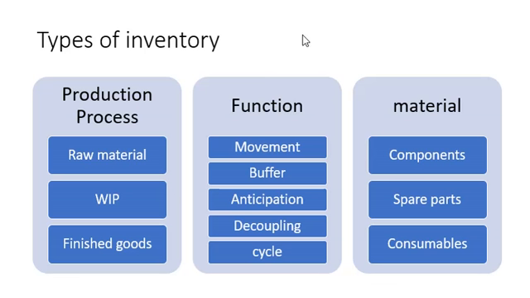Then next, the inventory is classified on the basis of the function that it performs. So into which first is movement inventories. Movement inventories are also referred to as transit or pipeline inventories. Their existence is due to the fact that transportation time is involved in transferring substantial amounts of resources.